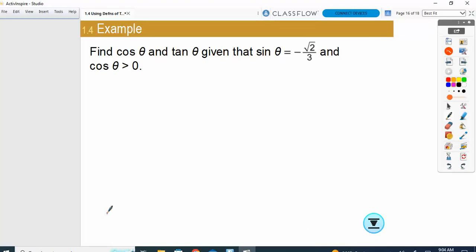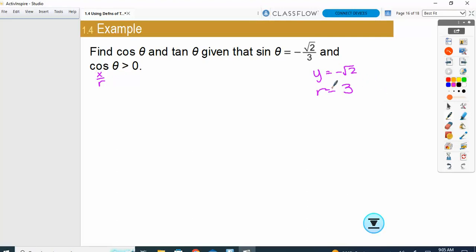So we could do it like we did the last one in terms of x, y, and r. Sine is y over r. Can r ever be negative? No. So that means your y would have to be the negative radical 2. Your r would have to be a 3. If cosine is positive, cosine is x over r. If that's positive, what kind of number does x have to be? Positive.